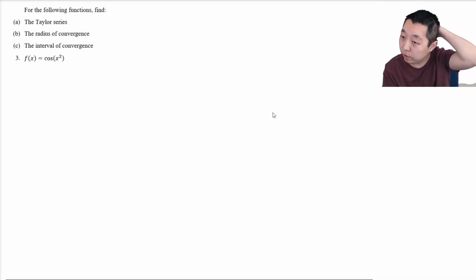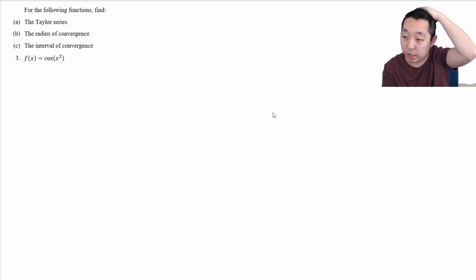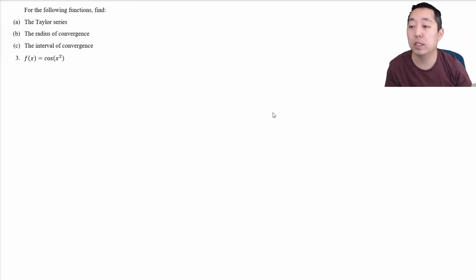So here we're going to find the Taylor series, radius of convergence, and interval of convergence. Now this one, what we're going to do is use any tricks that are necessary, and I'm going to use existing series. This should say just find the power series.